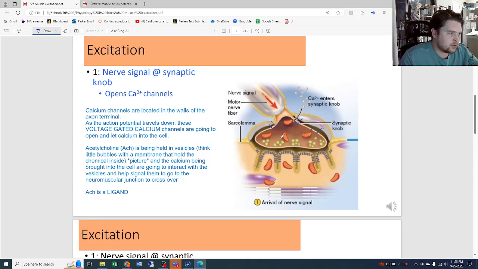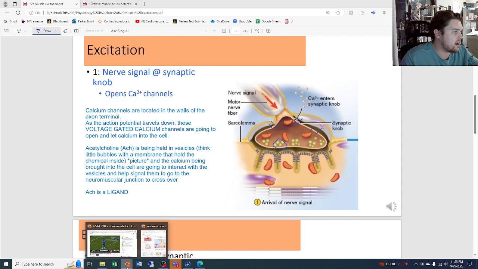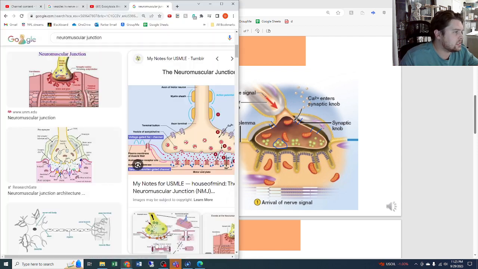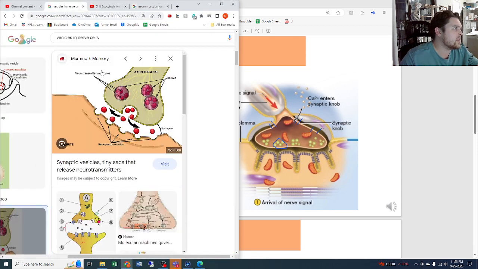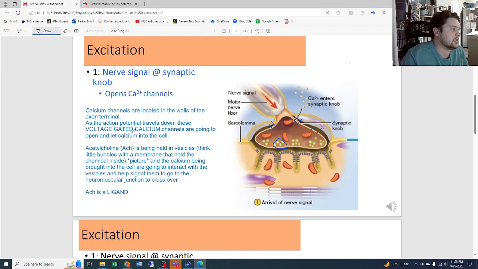Inside of the cells, these little green bubbles that are all down here, we have acetylcholine. The acetylcholine is being held inside of these little balls called vesicles. Vesicles, you think of them like bubbles, and they have a mini membrane. They have a membrane wrapping around them to keep in the chemical that they're holding. In this case, it is acetylcholine.